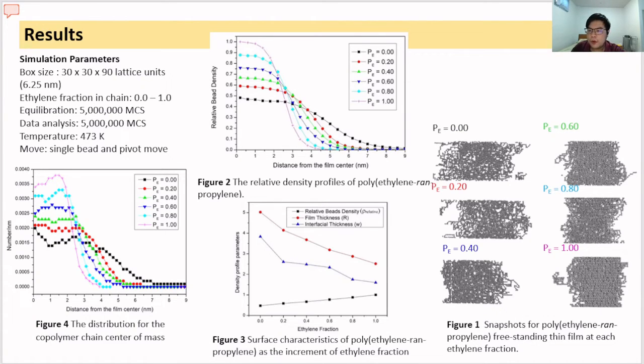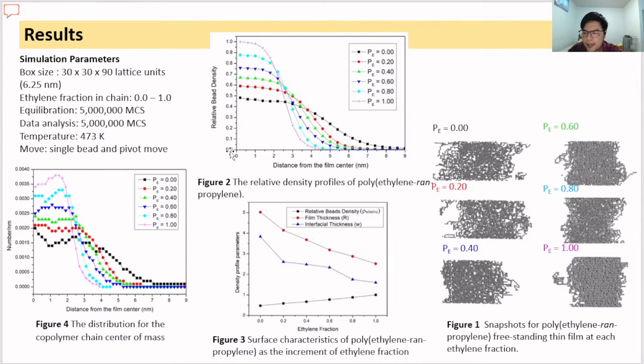To form the polymer film, we extend the periodic box dimension in the z-axis about 3 times so that the original parent chain cannot interact with its image. These are the simulation parameters. In figure 1, we show the snapshot of the random copolymer thin film at various ethylene fractions. Clearly, films become denser with a sharper surface at higher ethylene content.